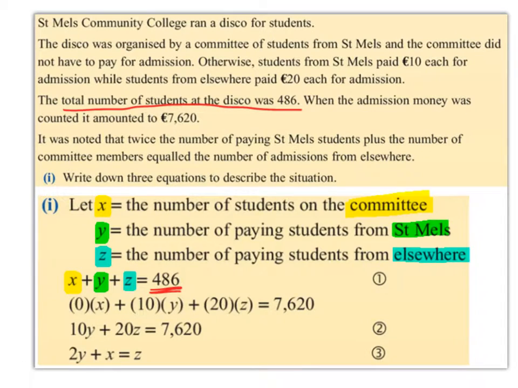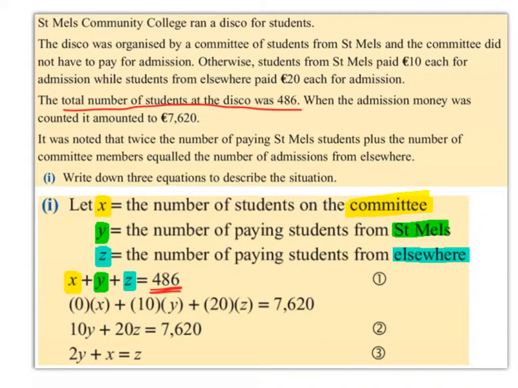So we're going to start off by writing down 3 equations to describe the situation. So we're going to let x equal the number of students on the committee. We're going to let y equal the number of paying students from St. Mel's. And we're going to let z equal the number of paying students from elsewhere. So the total number of students at the disco was 486.